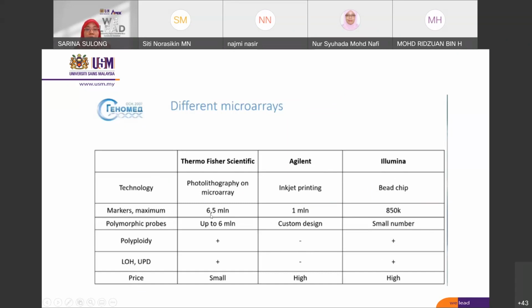Okay, so in Thermo Fisher currently it is almost 6.5 million markers that can be put on the chips. But most of the Agilent chips we can customize. We can custom design based on the markers that we want.